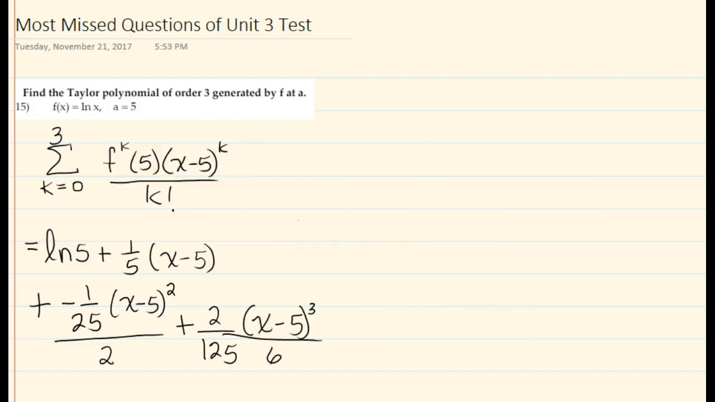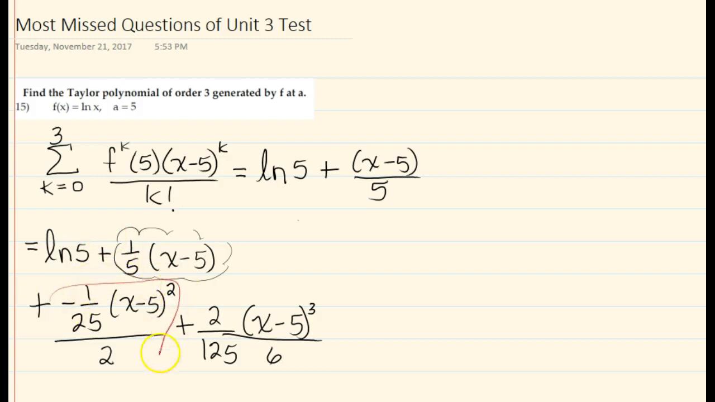So we're going to find that our Taylor polynomial is going to be our first term of natural log of 5. Then our second one is going to be (x - 5)/5. That's this term simplified.